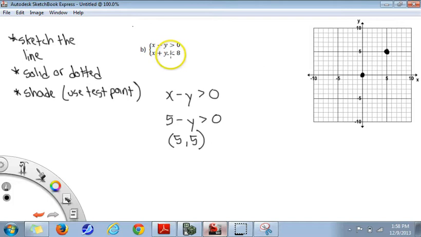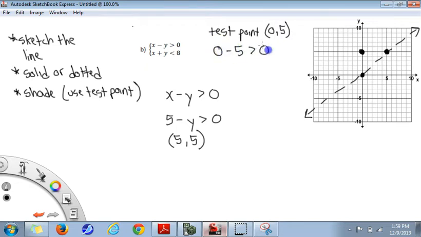Both of these do not have lines underneath the inequality symbol, so they're both going to be graphed with dotted lines. And this time, since the line goes through 0, 0, I can't use that as my test point, so I need to pick something different. I think I'll choose 0, 5. I'll choose this point right here. So test point of 0, 5. I'll plug that into this inequality here, so that would read 0 minus 5 greater than 0, negative 5 greater than 0. That is not true, so I'll shade the other side of this line.